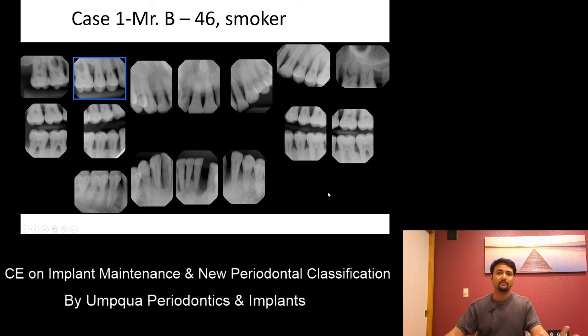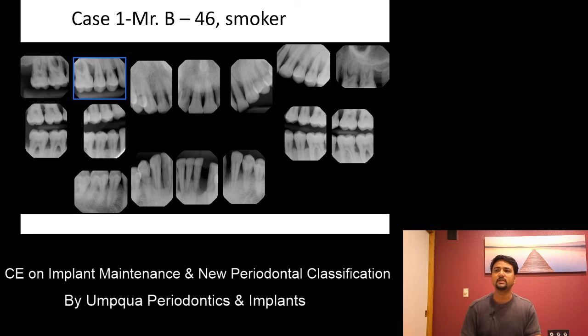According to my 6 steps, my first step is: is this a periodontal patient? So I look at the radiographs. Yes, I do see a lot of bone loss around the molars, and some bone loss around the upper incisors. Yes, this is a periodontal case.